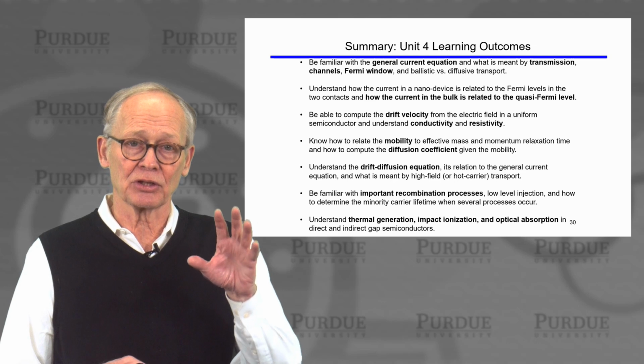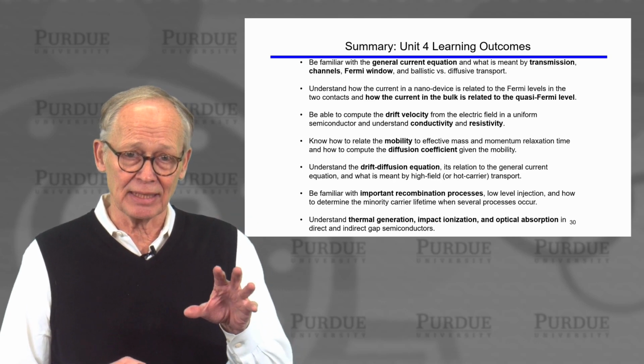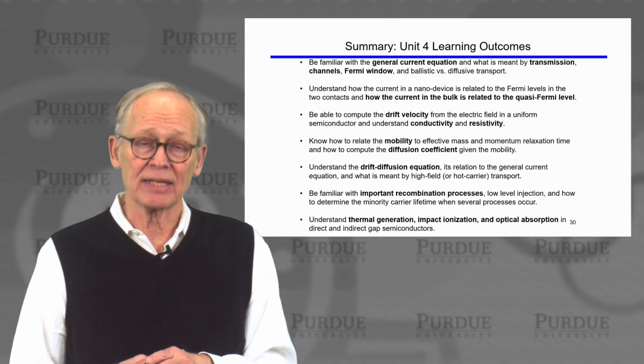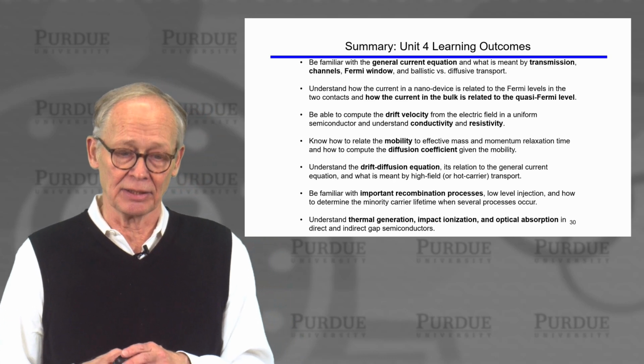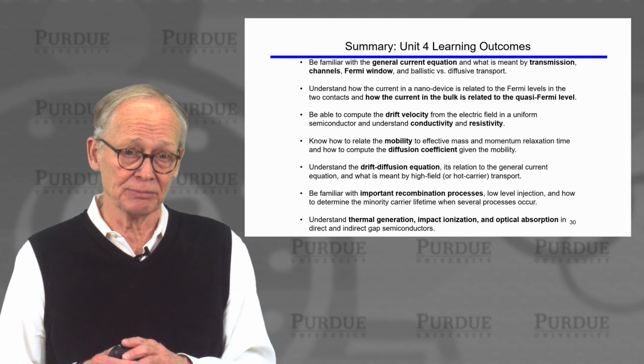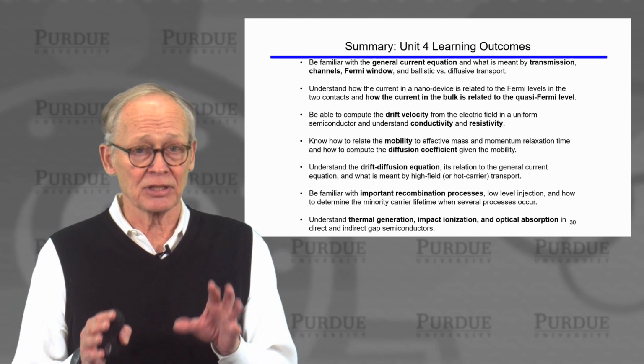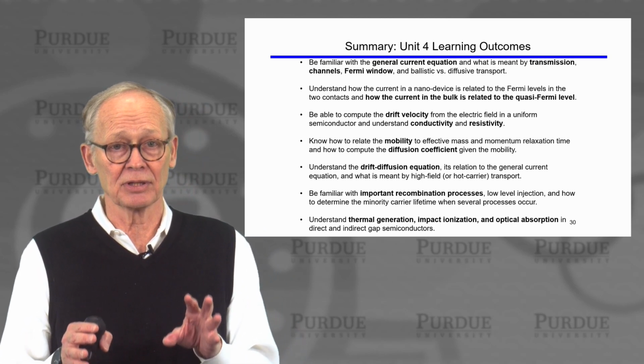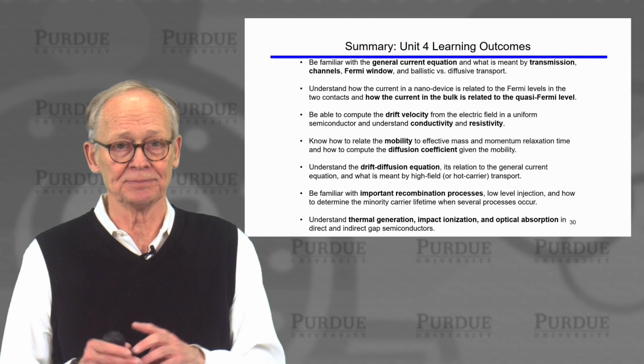Well, non-zero current flow is one thing that can happen out of equilibrium. Recombination and generation are the other two. You should understand what those important recombination mechanisms are, and you should understand something about important generation mechanisms as well.